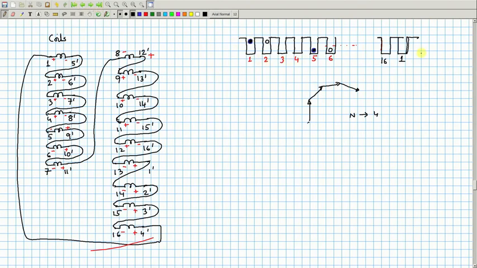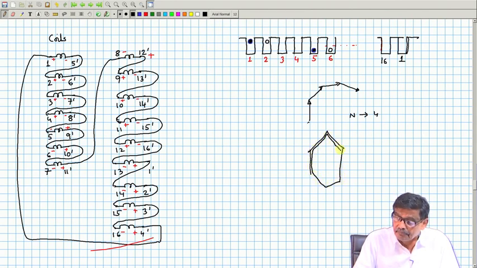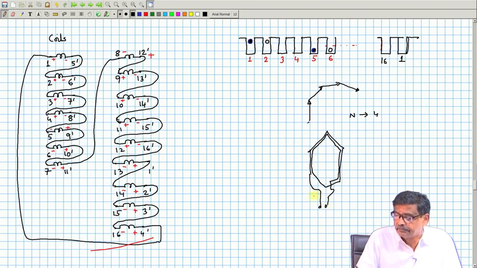Let us assume the number of slots is 16. Each slot will house 2 coil sides belonging to 2 different coils. All coils are identical, and the coil span is this one. It is a multi-turn coil I have drawn. These are the 2 terminals, distinct terminals. This coil has got its own identity.